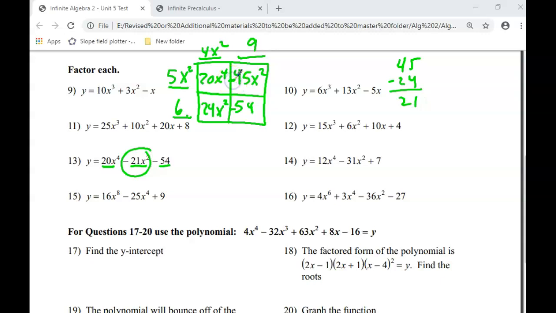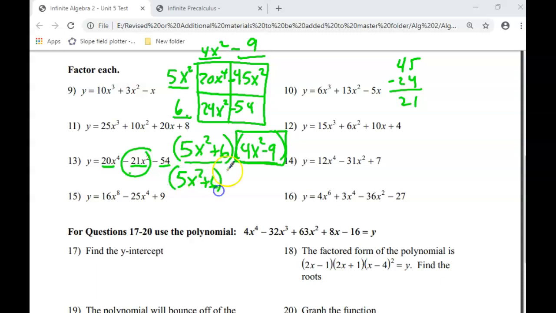If I make this one a negative, it comes out to be negative 21. So here's what I have then. I've got 5x squared plus 6, and then 4x squared minus 9. Now in this case we're not done because we have to check to see if there's a difference of squares, and it turns out that this one is a difference of squares. So we can go one step further now.